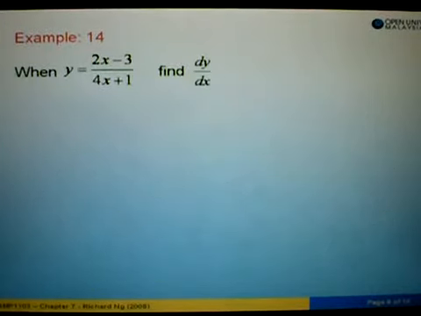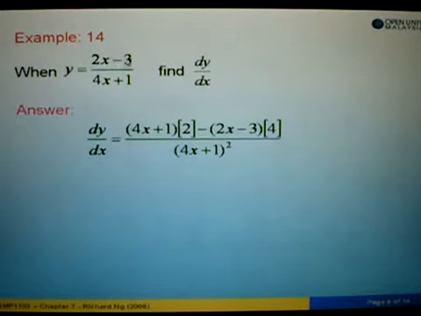Okay, in example 14, same thing. We are given y equals 2x minus 3 over 4x plus 1. 2x minus 3 is u, and 4x plus 1 is the v. Alright. So in this case, dy/dx, we copy v, the denominator. Then we put square bracket. We differentiate the numerator, which is 2x minus 3. So when we differentiate 2x, the answer is 2. But the 3 doesn't have x, we just drop the 3.